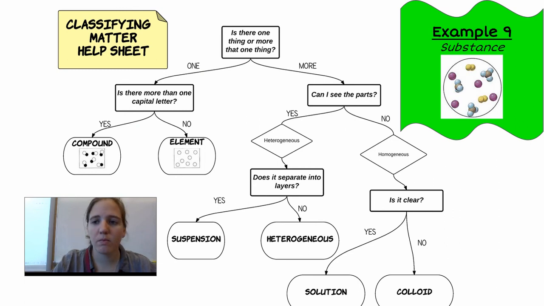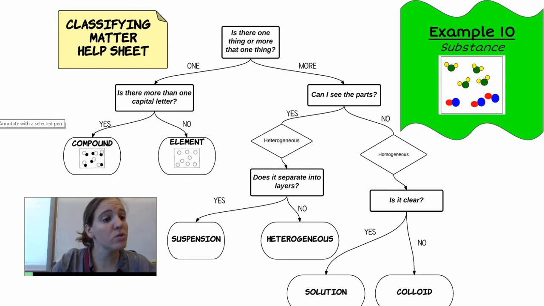This one. One thing or more than one thing? I have many different types of dots here, so I have more than one thing. We can't really determine whether we can see the parts or not. I can just know for certain that this is a mixture with this piece of information.